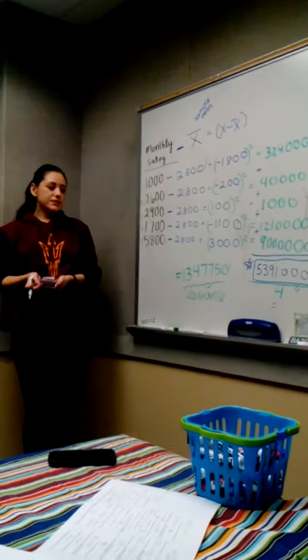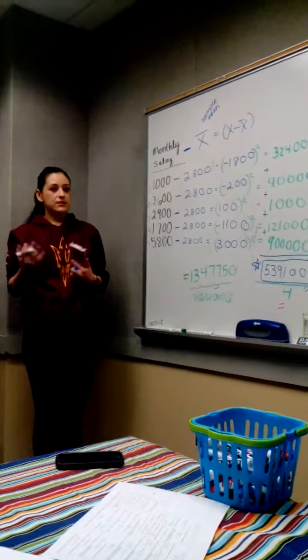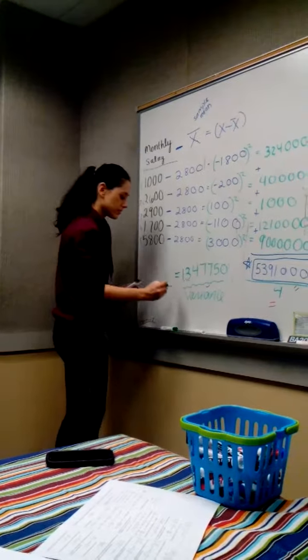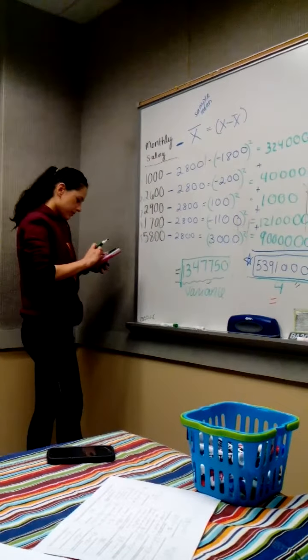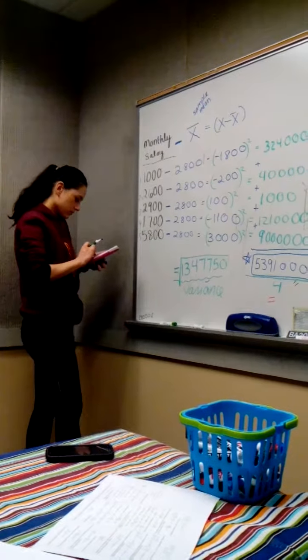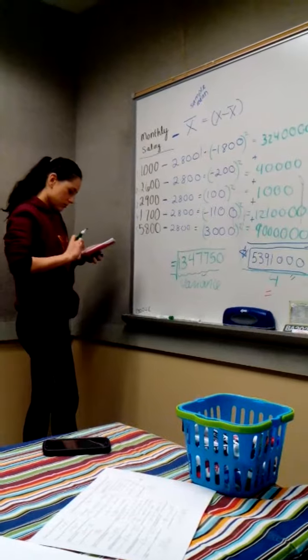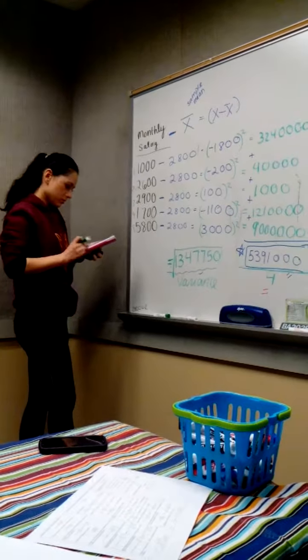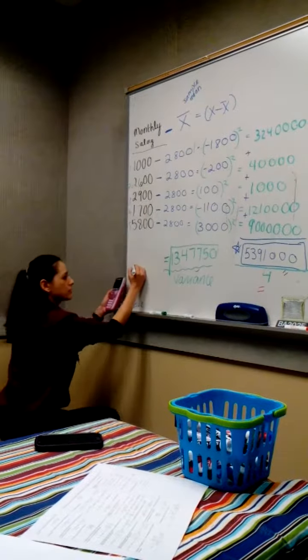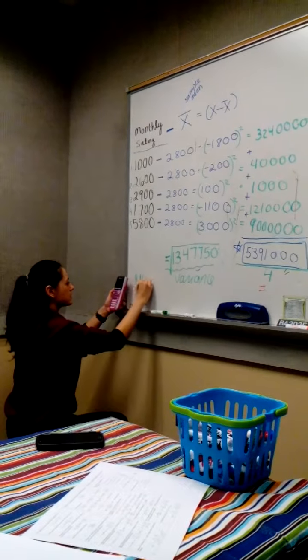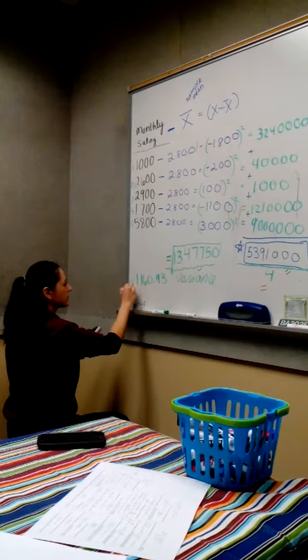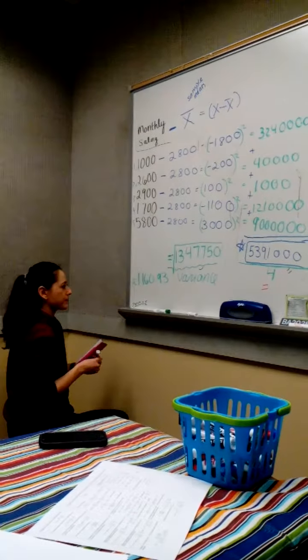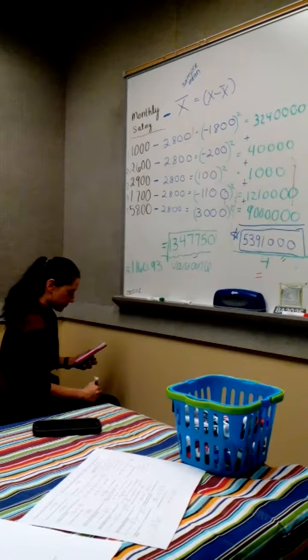And then to find the standard deviation, all you need to do is take the square root of this huge number. So, square root. We have 1160.93 rounded. And this would be our standard deviation.